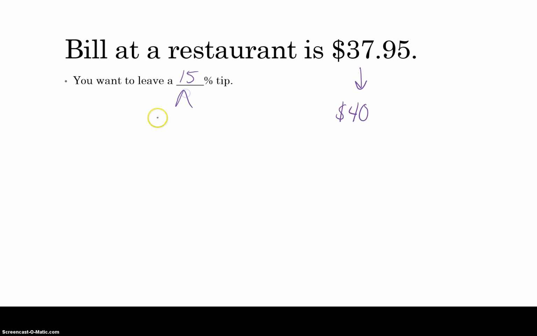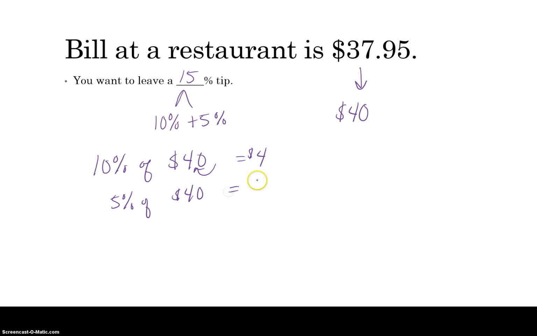So 15% is the same as 10% plus 5%. So if you wanted to take $40 and find 10% of it, you move the decimal in one spot to get $4. And then half of that would be 5%. So half of 4 is the same as $2. So for 15% of 40, you'd add together $4 and $2 to get a tip of $6 to leave 15% gratuity.